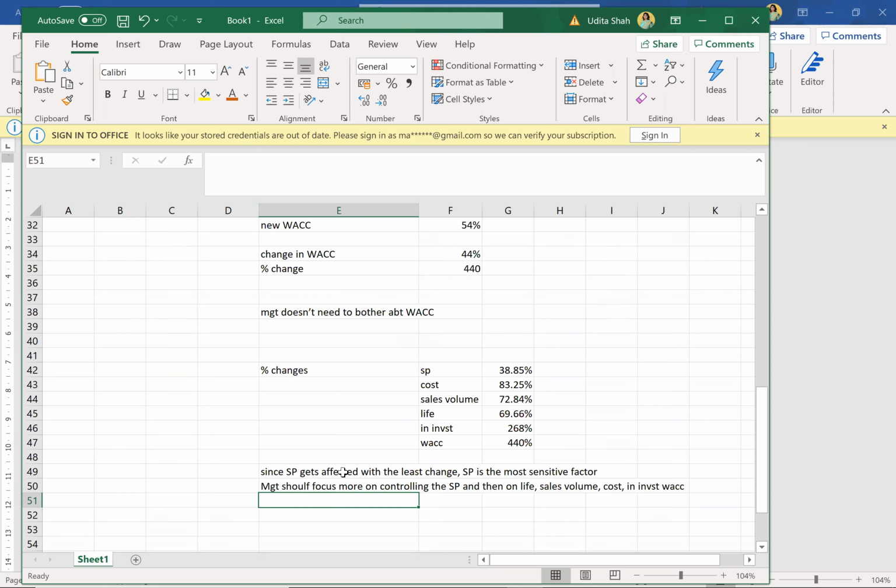So this is more of mathematics rather than AFM. Correct? This is more on the lines of mathematics rather than your financial management. We are just checking which is the most sensitive one. So only that calculation of NPV was financial management. The only step one was financial management. Everything else is basic high school maths. Correct? Okay. So that covers our sensitivity analysis.